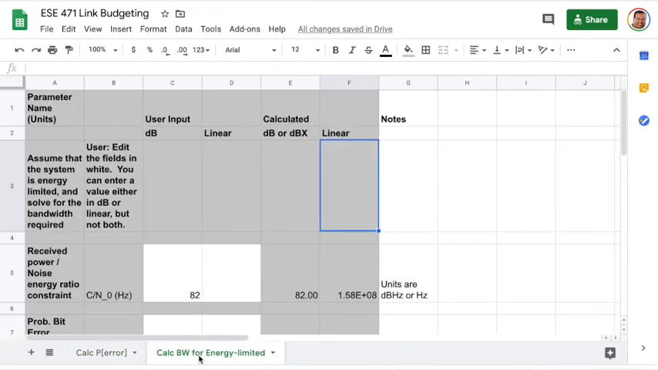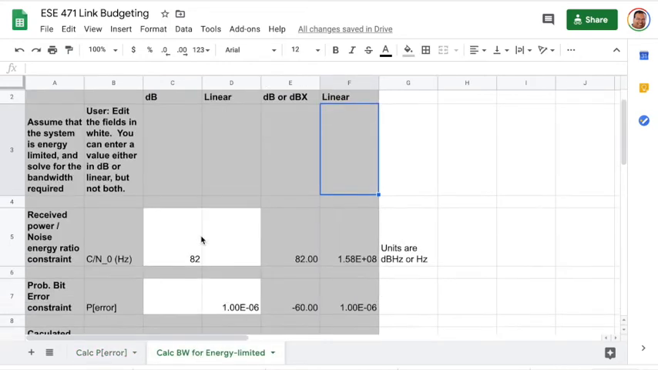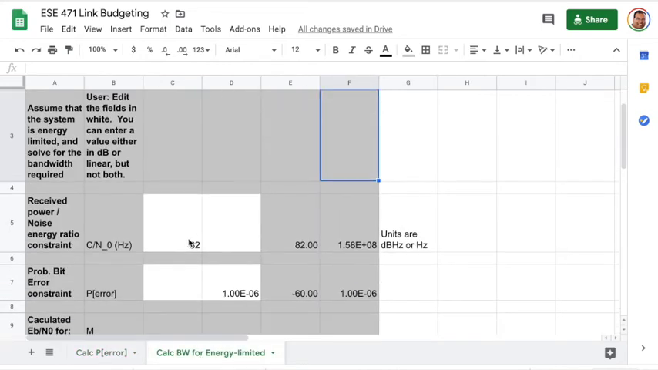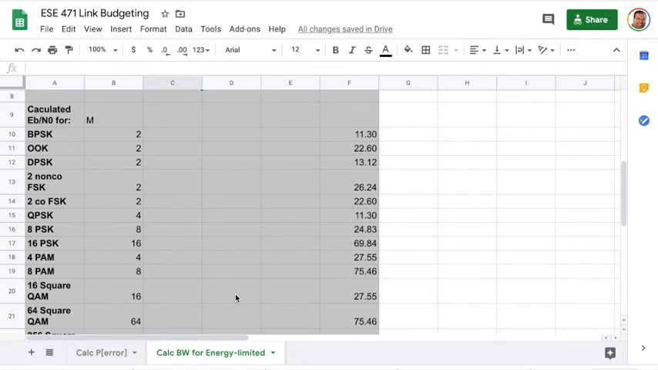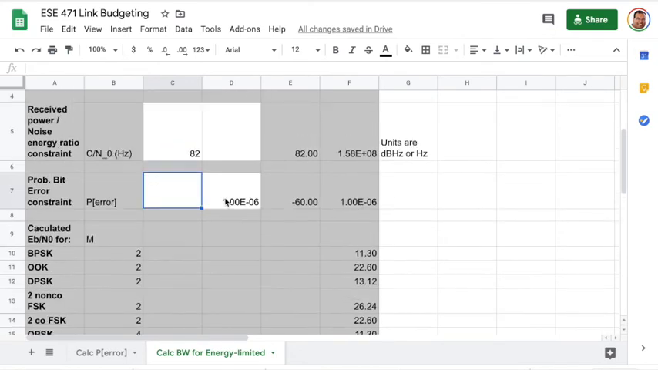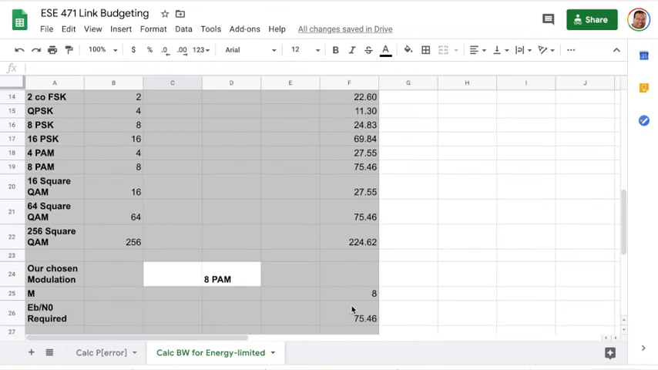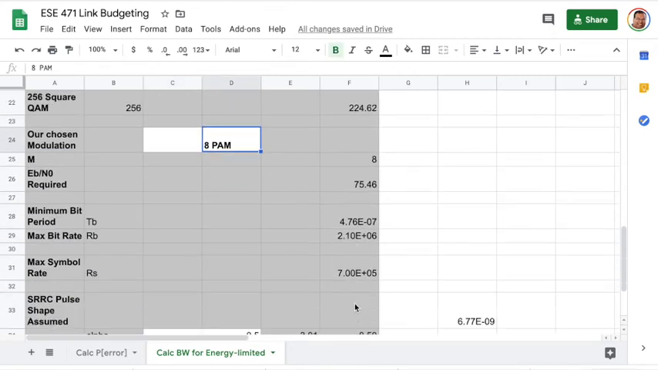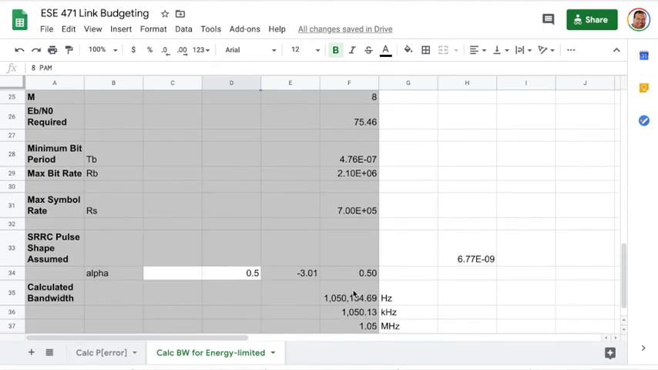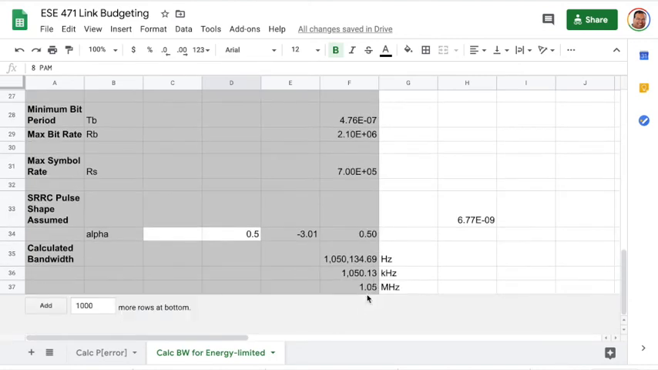Anyways, then I also have a sheet where I can go the opposite way. I can put in the C/N0 requirement, put in the probability of bit error requirement, and then it will calculate the Eb/N0 required for many different modulations. I can pick one modulation and have it tell me the bit rate, symbol rate, and the overall data rate possible.